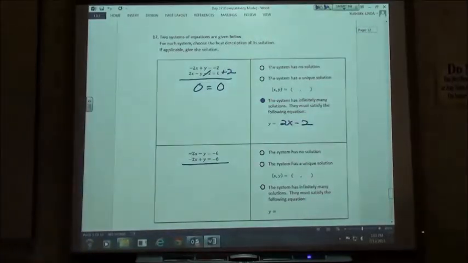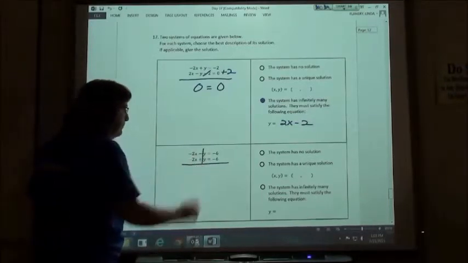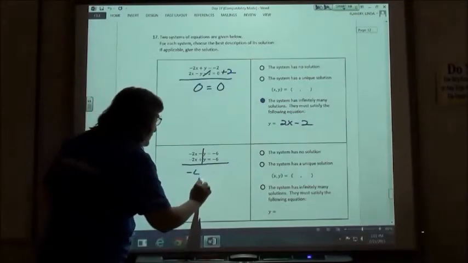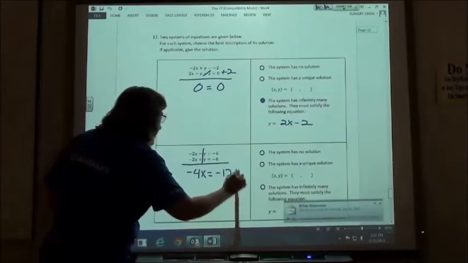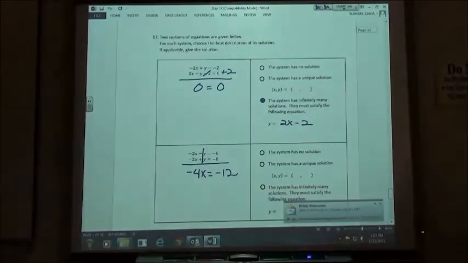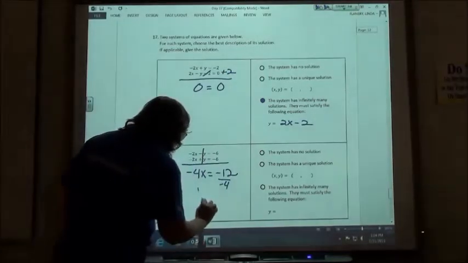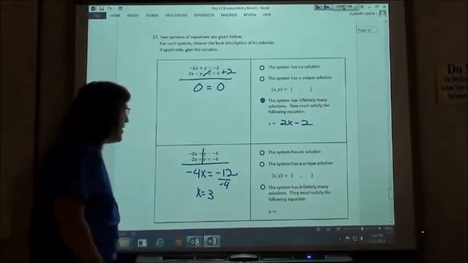The next one, I see that I do have opposites in front of my y's, so I can just go ahead and add those together. If I add those together, I'm going to get not 0, negative 12. Negative 4x equals negative 12. So this one is one that's going to have a solution, because obviously I can solve this for x. X is going to be equal to 3, right?